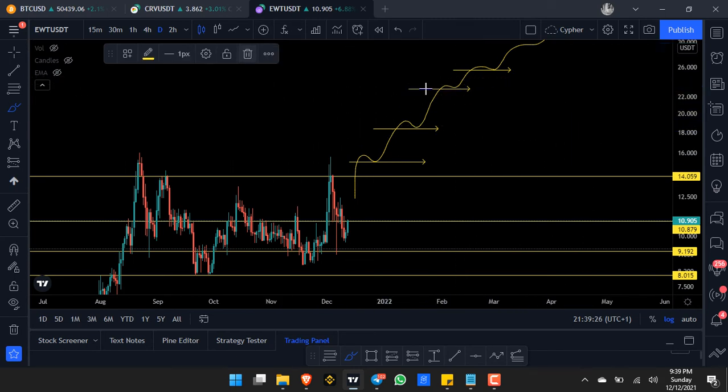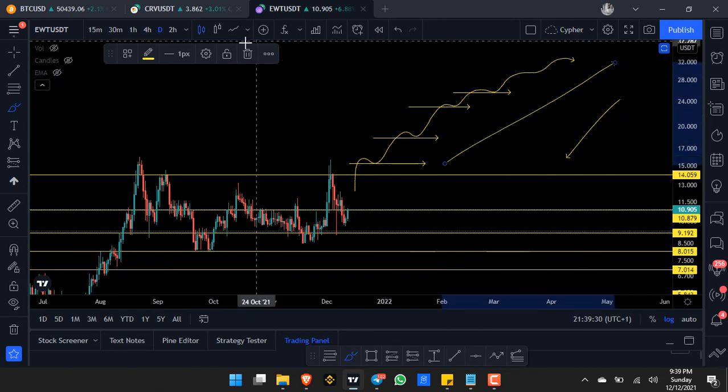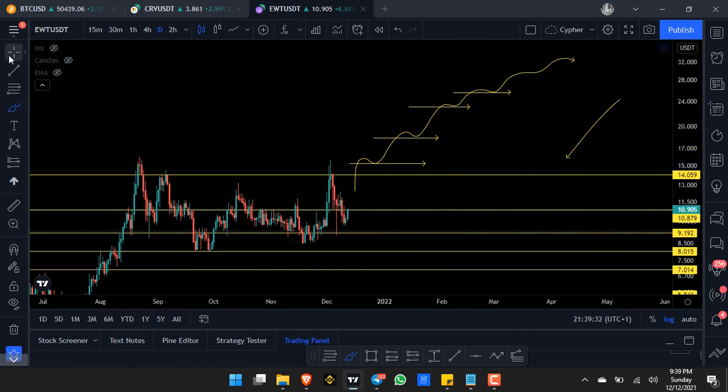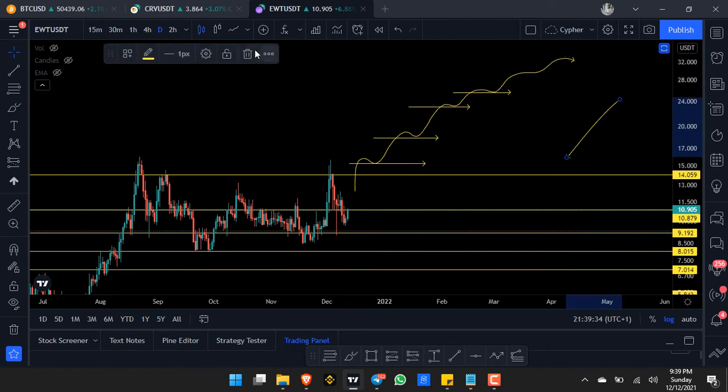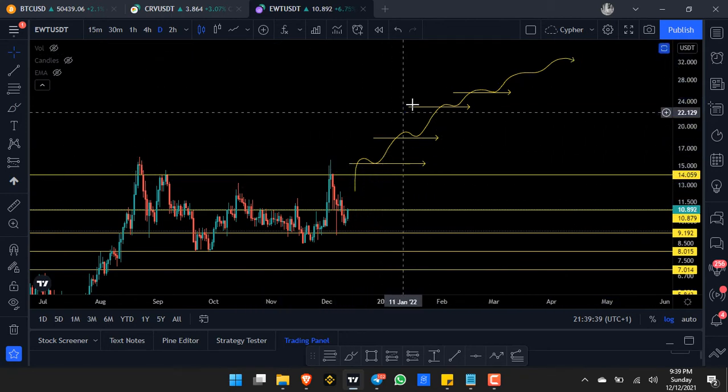This is how the market moves. The market does not move in a straight line like this. No, it does not. Anybody that tells you that is not telling you the truth. So this is what you get: up, pull back, up, pull back.